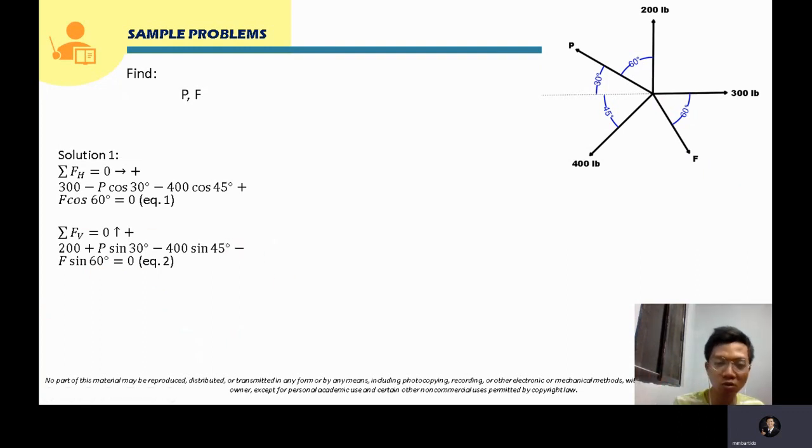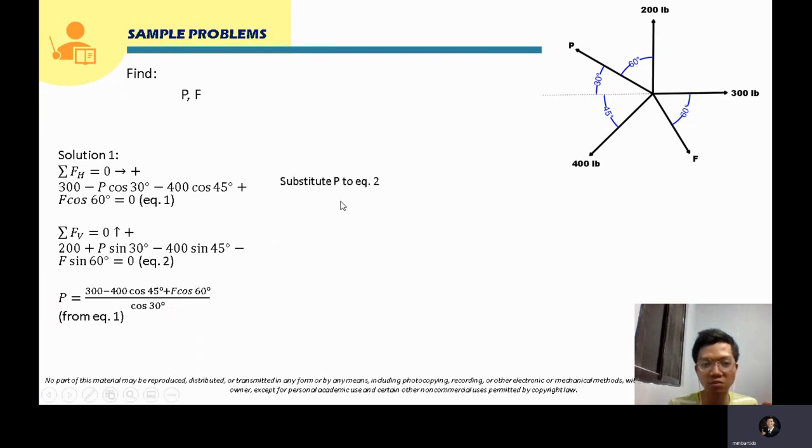So we have two equations, two unknowns. We can solve for the two unknowns. So we use substitution here. We will solve for the value of P from equation 1 in terms of F. Then in terms of F, we will substitute this to equation 2. Our equation 2 also has force P here, so we will substitute this value here.